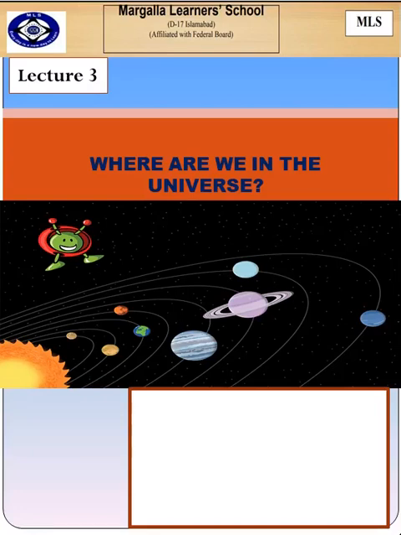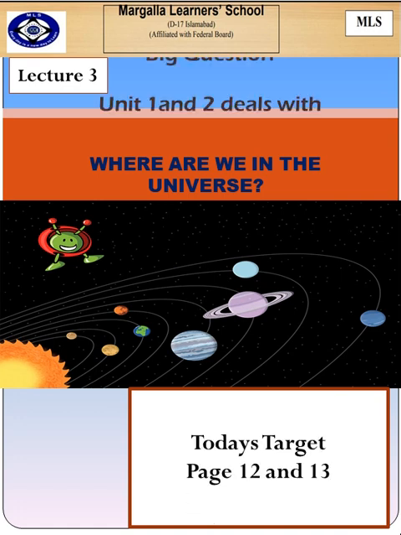Online virtual classroom. We are done with our reading section. Today we are going to start the comprehension of page 12 and 13. Our very first question is, in the poem, what did Bella see?